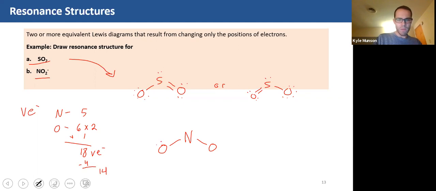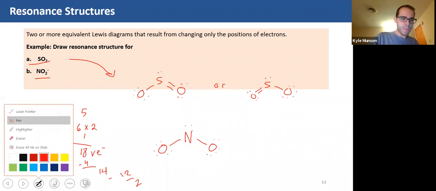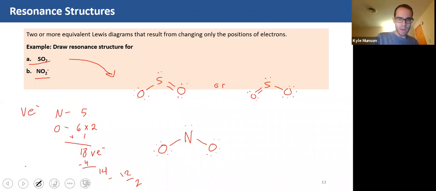Let's do this. 1, 2, 3, 4, 5, 6. 1, 2, 3, 4, 5, 6. So that used up 12. So I've got 2 left, put them on the nitrogen. But notice now the nitrogen doesn't have an octet. So I need to bring these lone pairs in, okay, to make a double bond. And as you can see, that's one of the structures, but I equally could have done that on the other side. Okay, so it's basically the same exact thing as above, but gave you good practice.